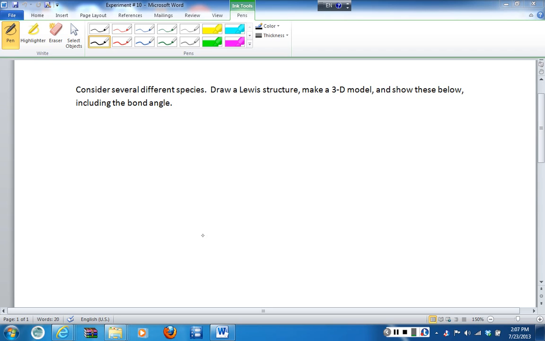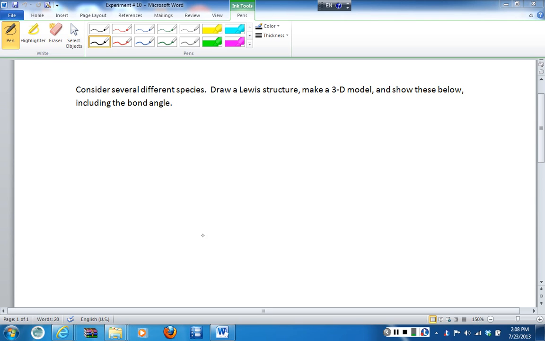for experiment 10. And with these examples, one of the things that you have to be able to do is generate a correct Lewis structure. You also have to be able to make a 3D model, which when you're in lab, you'll actually build some of these models so that you can see what they look like in 3 dimensions. And you also need to remind yourself about the bond angle, because all of these things are very important, especially with chemical reactivity. So what we're going to do for experiment 10 is work through some of the problems given in the worksheets.